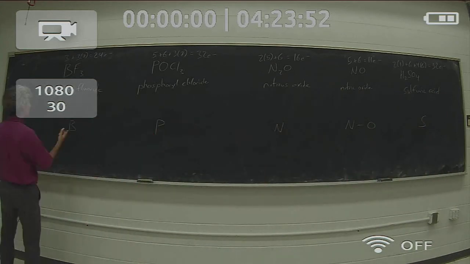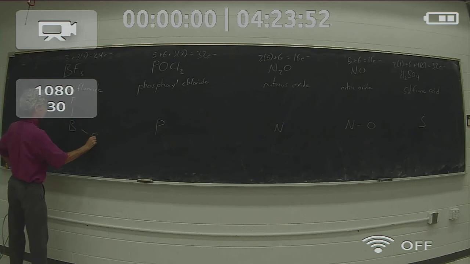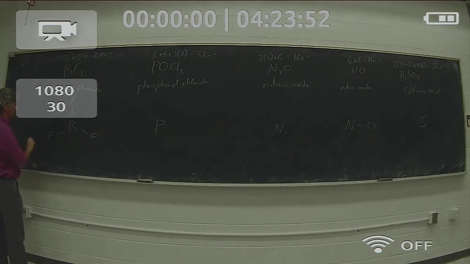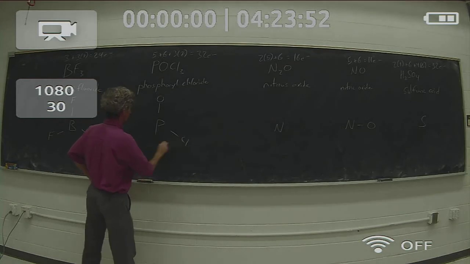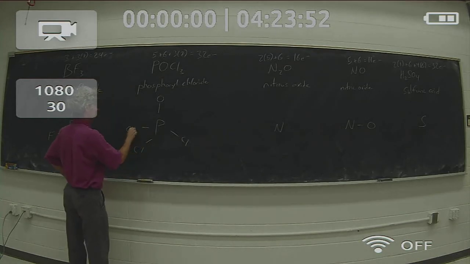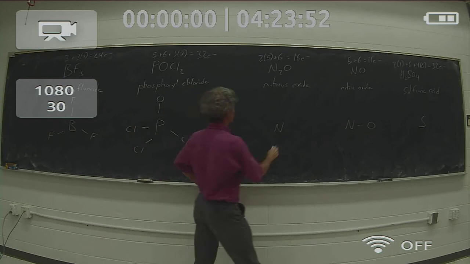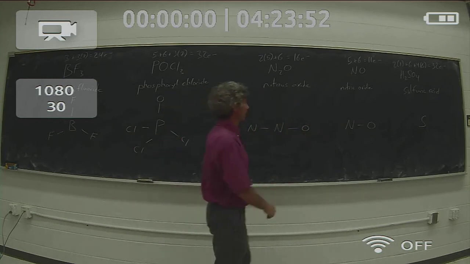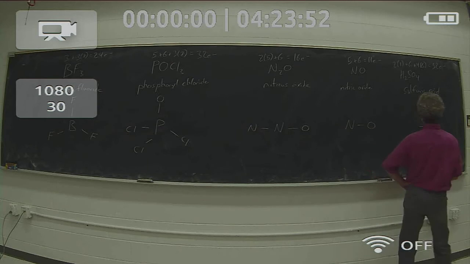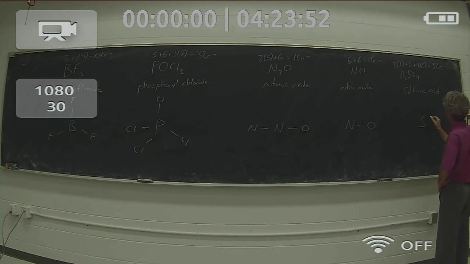We can now move on to the third step, which is to form a single bond to each of the outer atoms. Single bond to each fluorine. Phosphorus, a single bond to the oxygen, and also a single bond to each chlorine. Single bond to the oxygen, single bond to the other nitrogen. Nitric oxide is already done, and sulfuric acid, single bond to each of the four oxygens.